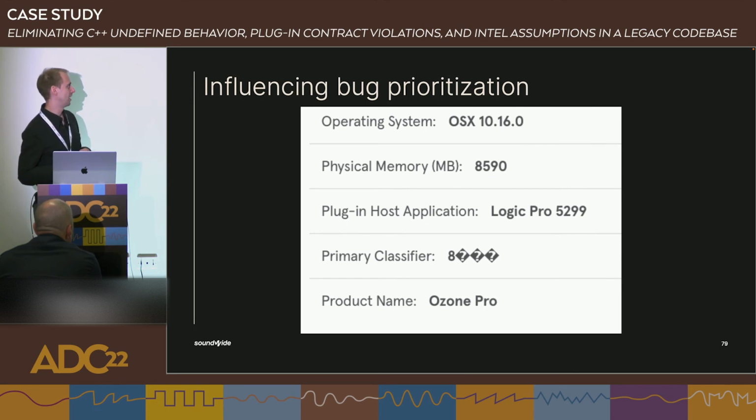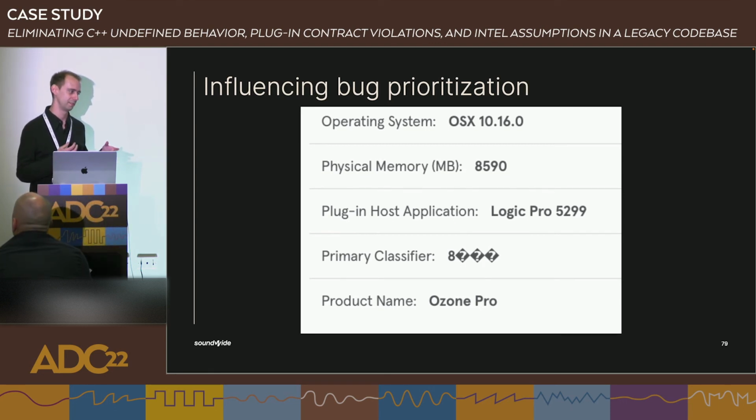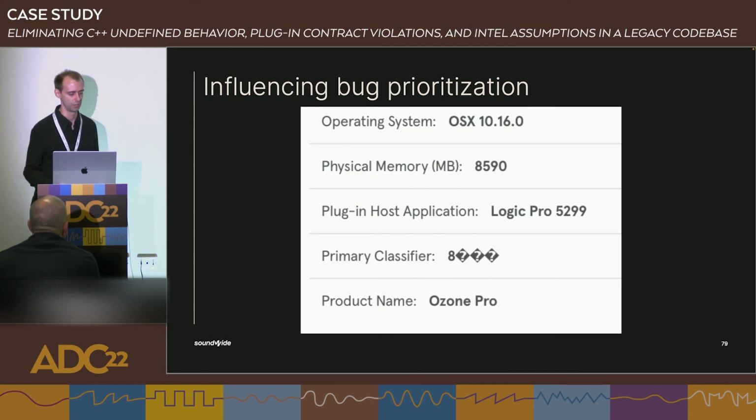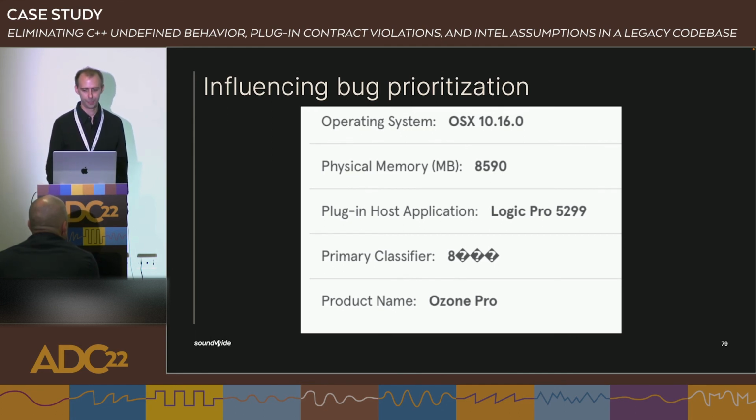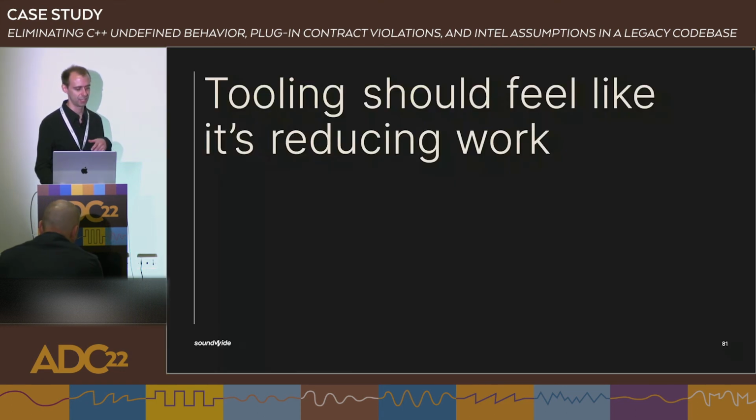So in this example, this is one of our analytics that got sent. Most of these fields look fine, but the primary classifier is 8 and then 3 unrenderable characters. So good guess, something bad's going to happen there, right? Maybe it's reading off the end of a buffer, maybe it's reading uninitialized memory, something like that. So even if this isn't causing a huge problem for the organization, it might be something you want to look at.